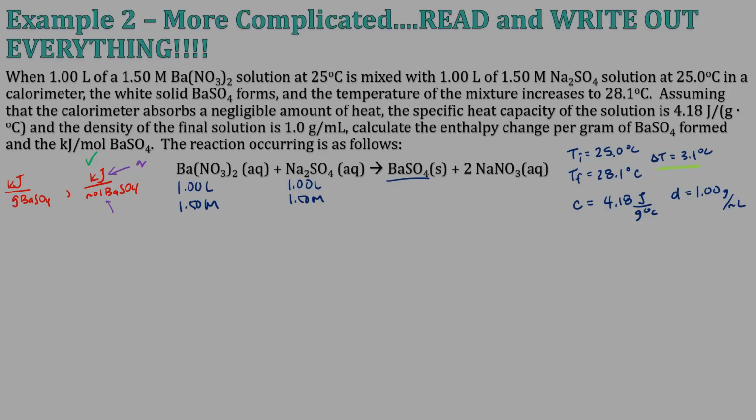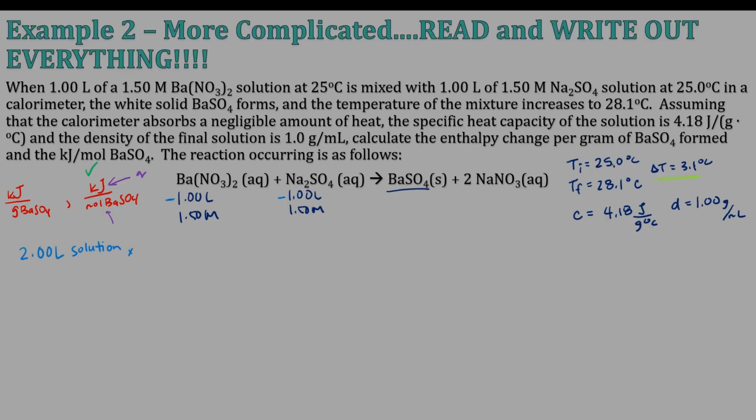First, I know that all I'm putting in the solution is 1 liter of barium nitrate and 1 liter of sodium sulfate, so that would make a 2 liter solution. So that means that I have 2 liters, and I'm given a density of 1 gram per milliliter, so I'm going to convert this to milliliters. So 1 liter of solution is 1,000 milliliters, and then there is 1 gram per every single milliliter, so that means I have 2,000 grams. So that's my mass, right?